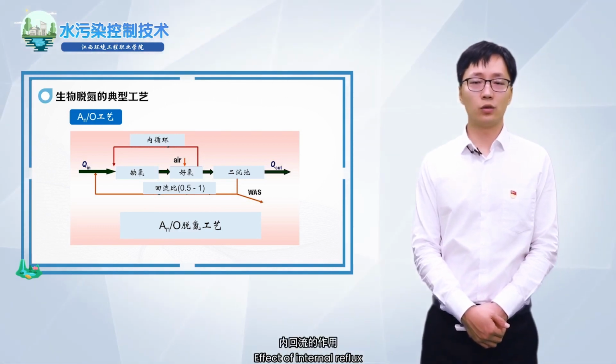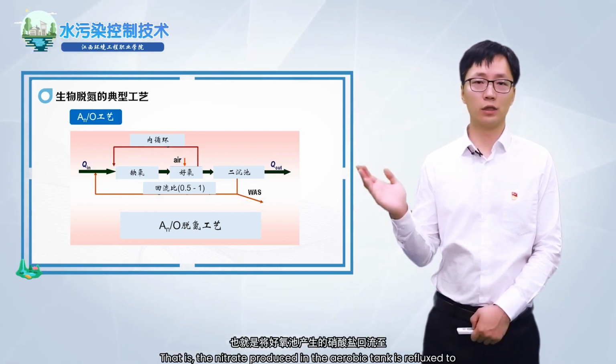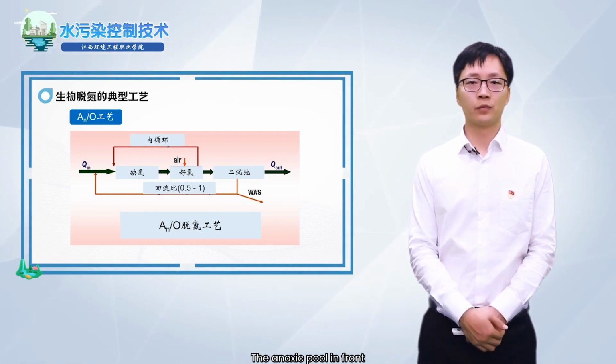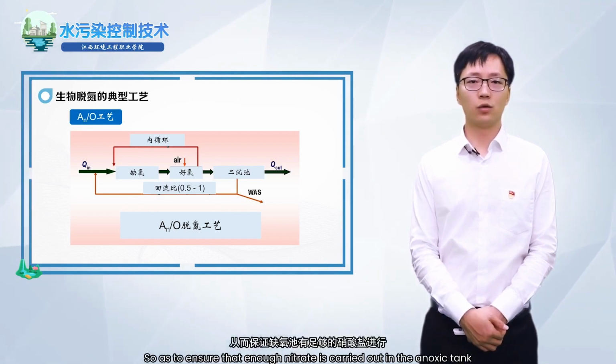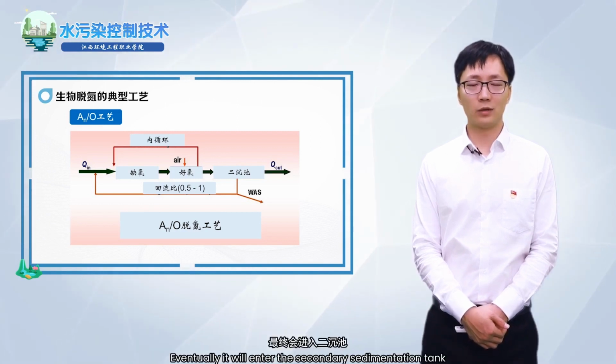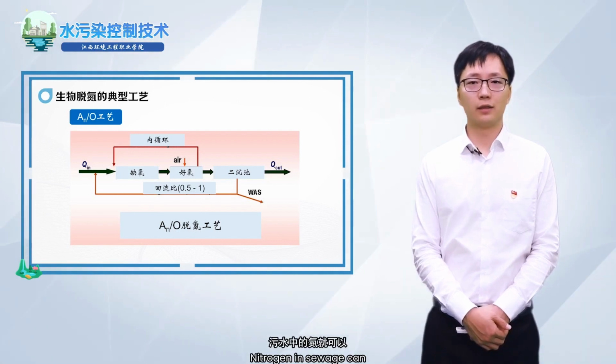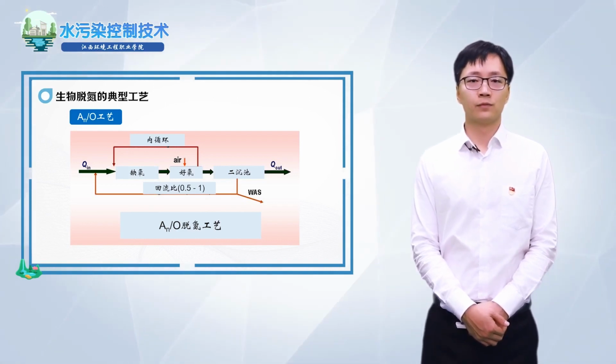The effect of internal reflux is that the nitrate produced in the aerobic tank is refluxed to the anoxic pool in front, so as to ensure that enough nitrate is available for denitrification in the anoxic tank. Eventually the water will enter the secondary sedimentation tank. Nitrogen in sewage can be better removed.